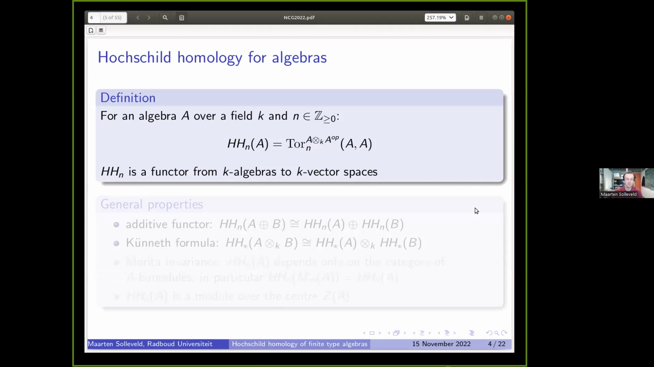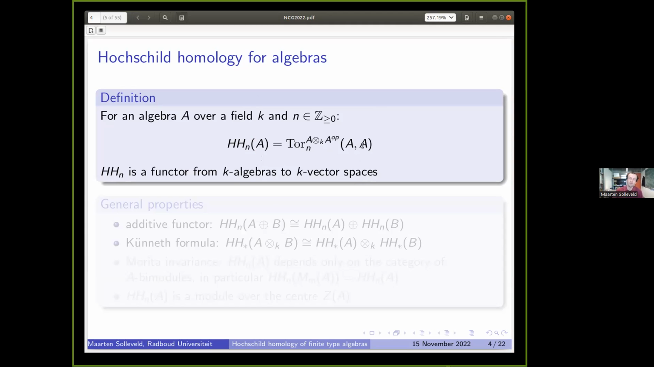Let me first start with one definition. There are various definitions that you can encounter, but the one I like best is as a torsion functor. You take an algebra, and to avoid complications, I say it's an algebra over a field. Then you can look at this algebra considered as a bimodule over itself. The definition of the Hochschild homology is that you take the nth Tor functor, considered as a bimodule over itself, and then you take it 2 times. This will be some vector space over your given field.